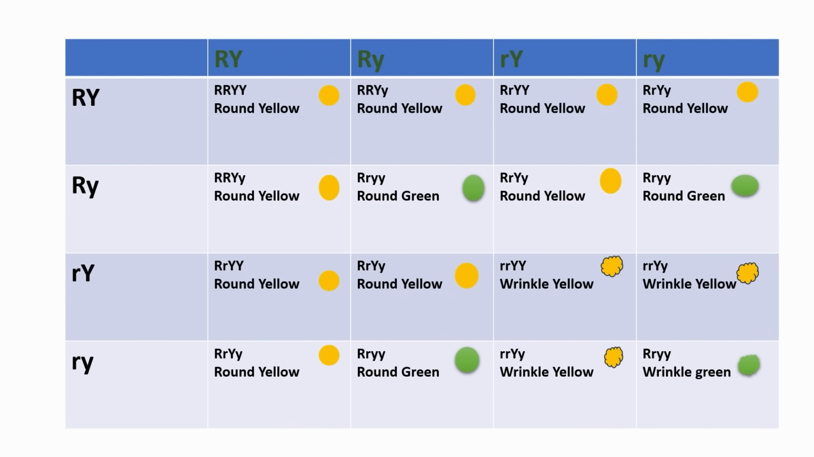Here you are observing round yellow, round green, wrinkled yellow and wrinkled green seeds are in the ratio of 9 is to 3 is to 3 is to 1.